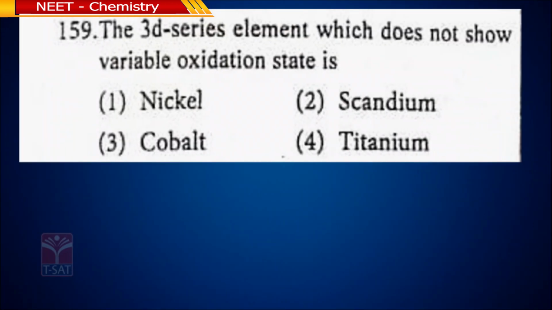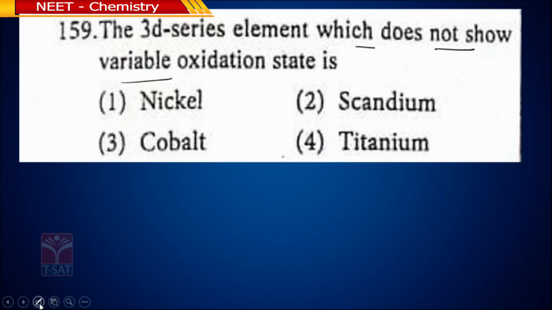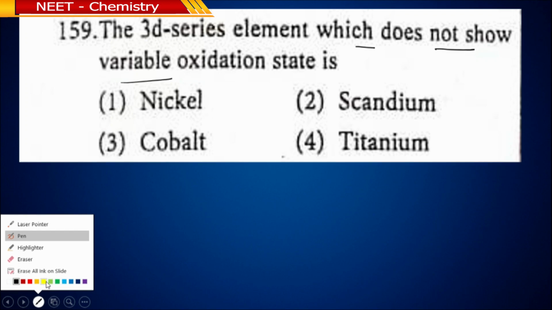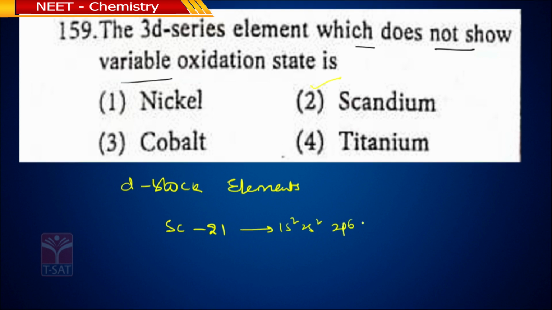Next, coming to the next question. The 3d series element which doesn't show variable oxidation state. You should remember this question. The 3d series element which doesn't show variable oxidation state is scandium. This is a d block element question, d and f block elements. Scandium is atomic number 21. It is 1s2, 2s2, 2p6, 3s2, 3p6, 4s2, 3d1.